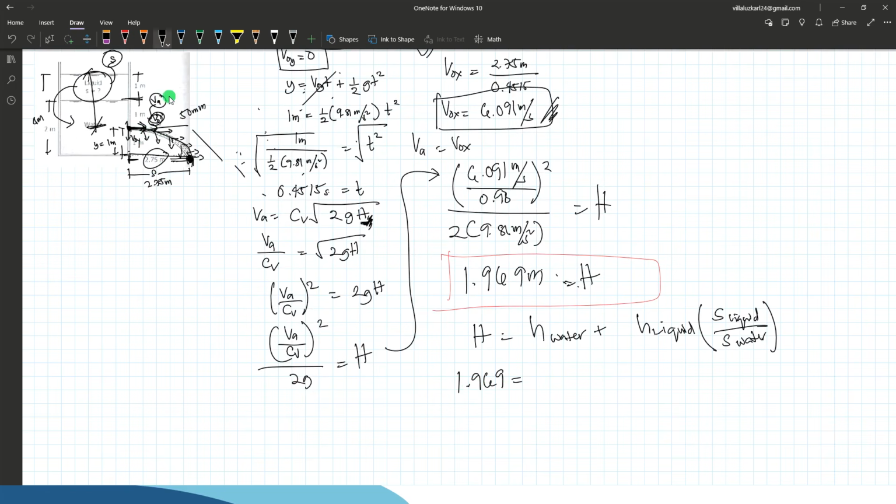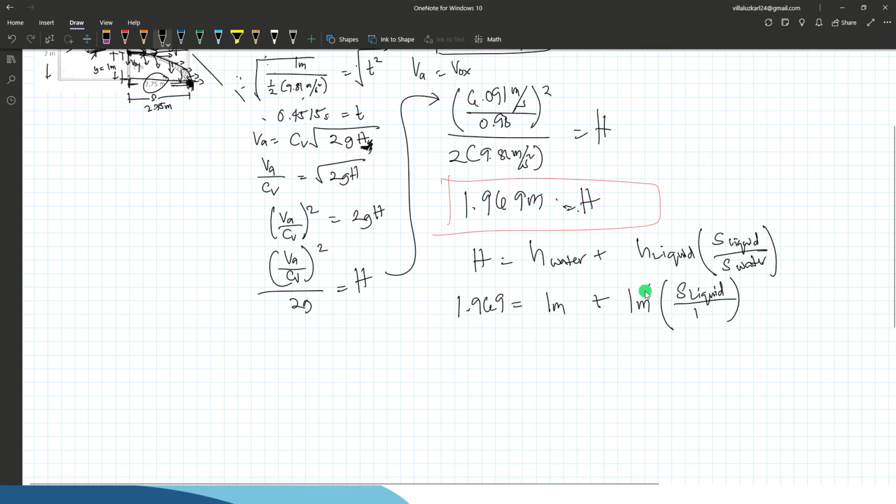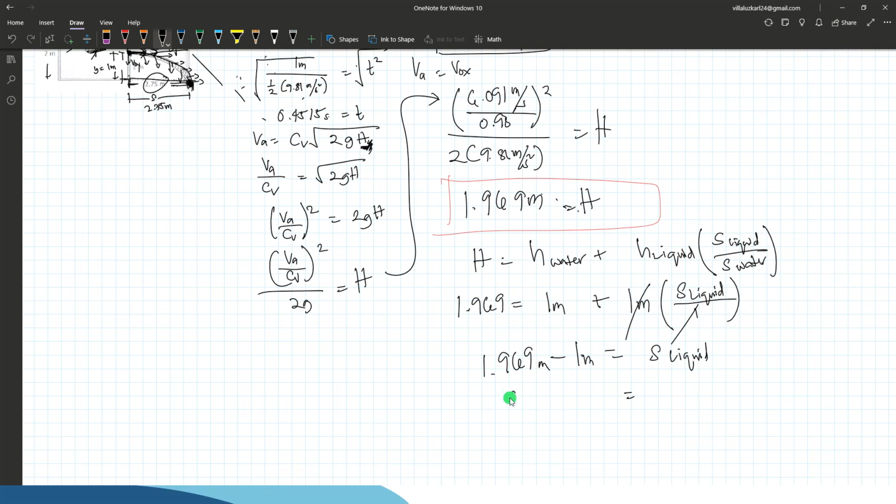From the opening up to the water surface is 1 meter. Just copy that. For the head of that liquid, that is 1 meter, we convert that using the specific gravity of the liquid divided by the specific gravity of water, which is 1. So it's just 1. So 1.969 minus 1 equals the specific gravity of that liquid. So the answer is 0.969. We don't have a unit for specific gravity.